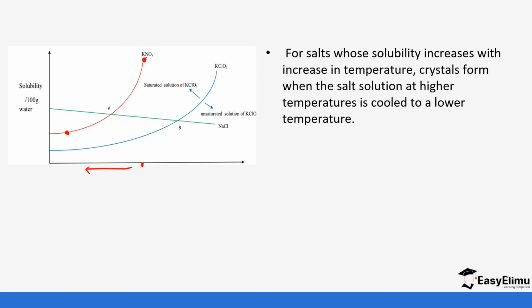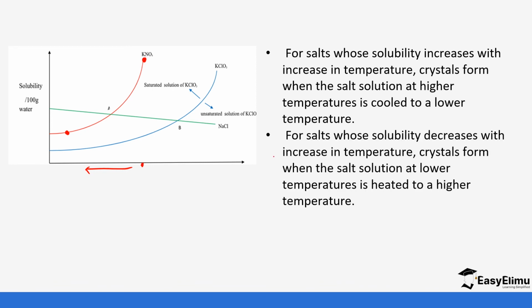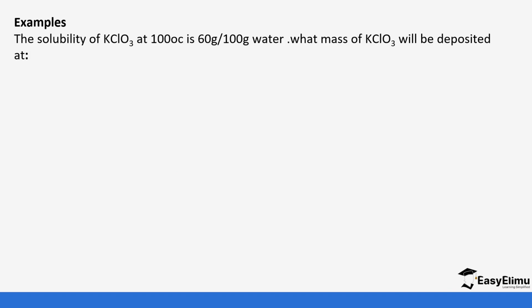at a higher temperature. And then for salts whose solubility decreases with increase in temperature, they usually crystallize when the salt solution at a lower temperature is heated to a higher temperature. So similarly, you can see for sodium chloride, as the temperature increases, solubility decreases. So if you cool, the solubility will increase. So let's do a few examples.